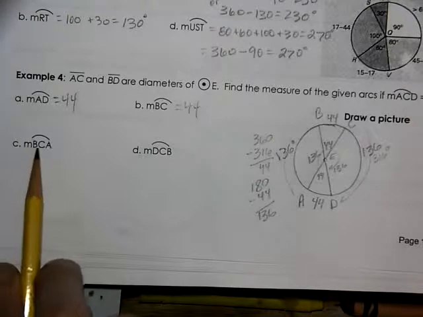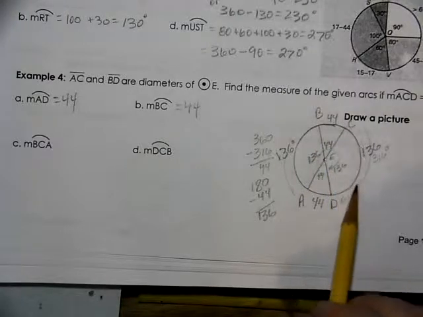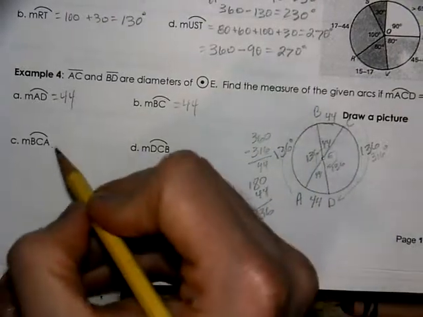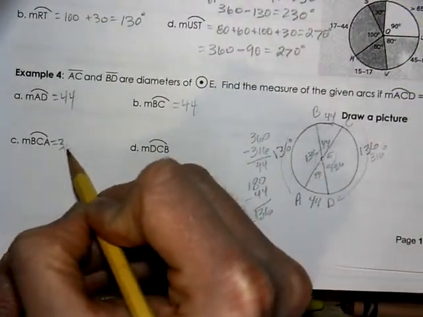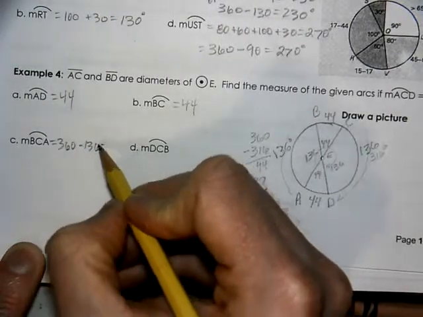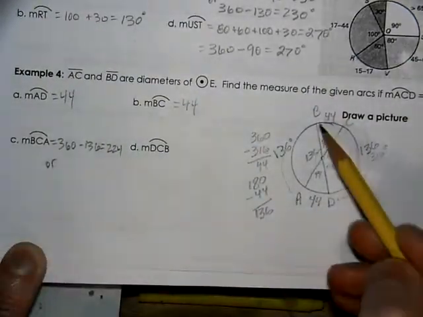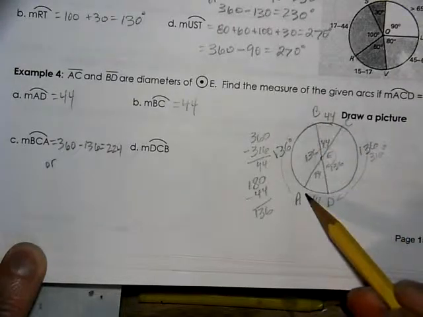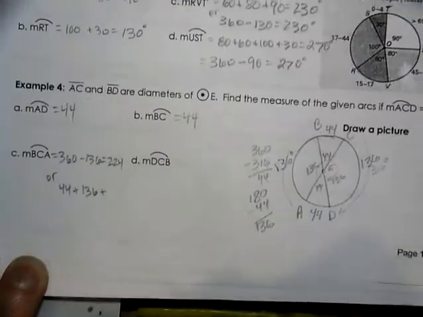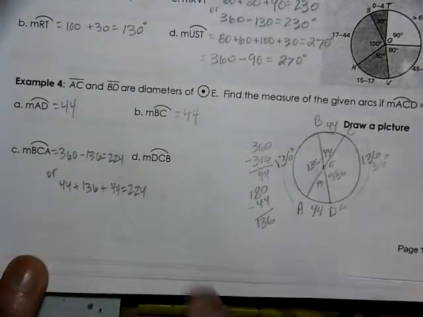The measure of arc BCA. It's the 44, the 136, and the 44. It's everything but the 136. So you could call this 360 minus the 136. And that would give us 224. Or from B to C to A, that would be 44 plus the 136 plus the 44. Either way, we would get 224 degrees.